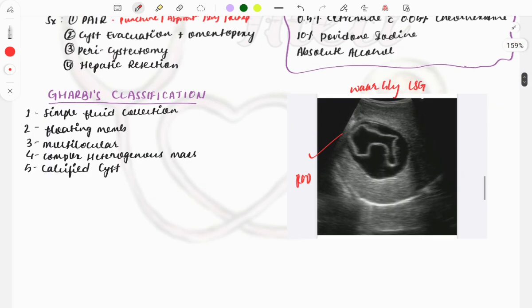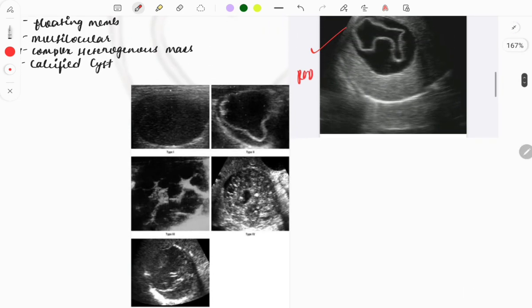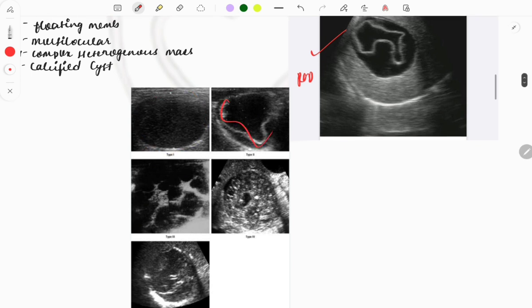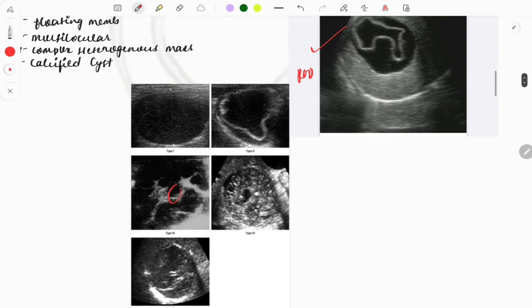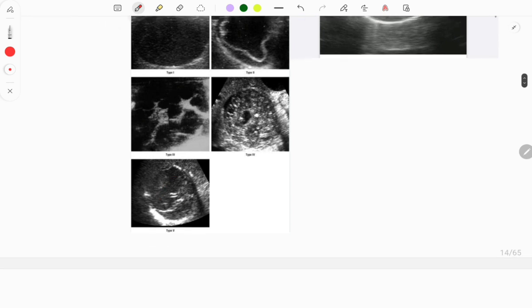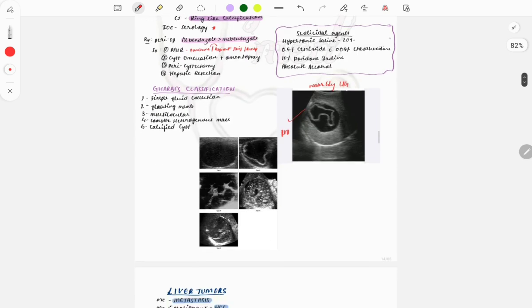Wait, let me show the image of this to you. Okay, so this one is the classification, Gharbi's classification. In the first one you can see only a simple fluid collection, a simple cyst, then a floating membrane, then a multilocular one, where multiple lobules will be seen, and then a complex heterogeneous mass, and then the mass gets calcified, so type 5. Okay, so this one is all about the hydatid cyst.